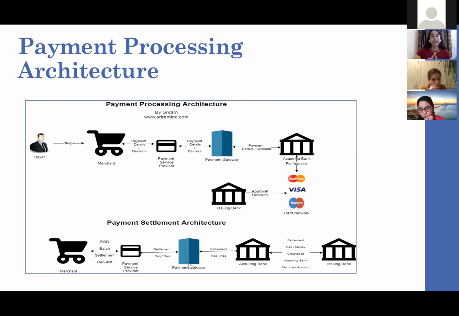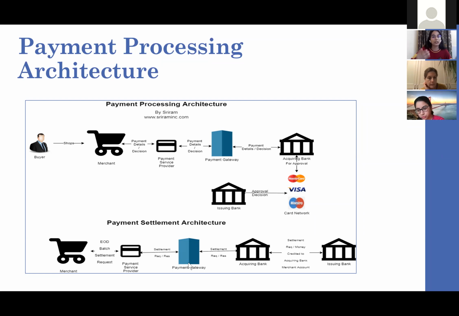Here is a high level architecture diagram of how the process works. Here we have certain terms which I want to first define so that it gives you a good picture. The buyer is the person like me or you or anybody who is shopping on that online site. Then we have the merchant. The merchant is somebody from whom you are buying.